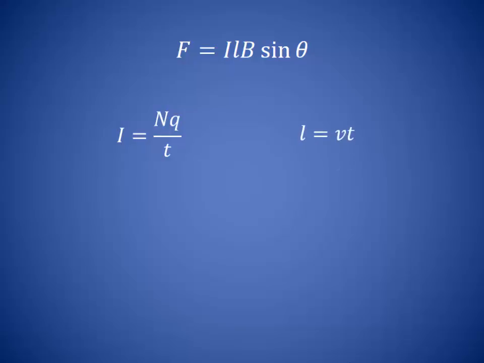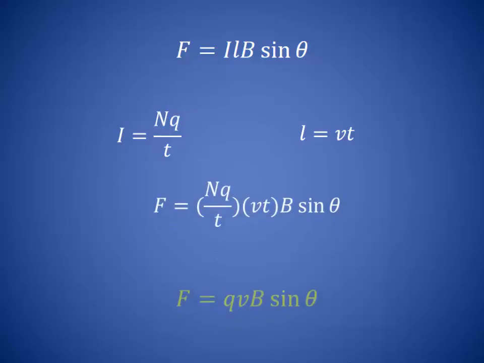So we can think back to the very beginning of Physics 1 and remember that length can be expressed as the velocity of a particle times the time. This we can substitute into our magnetic force equation. The times will cancel out, and if we are talking about only one electric charge, N is equal to 1. And we find the magnetic force acting on a single electric charge to be the product of the magnitude of the charge, its velocity, and the strength of the magnetic field.